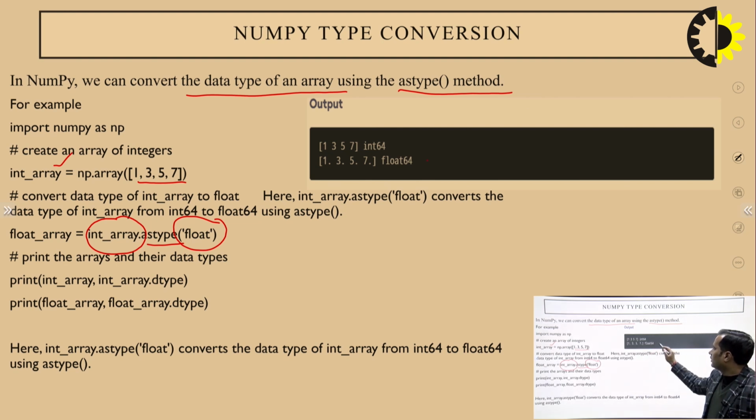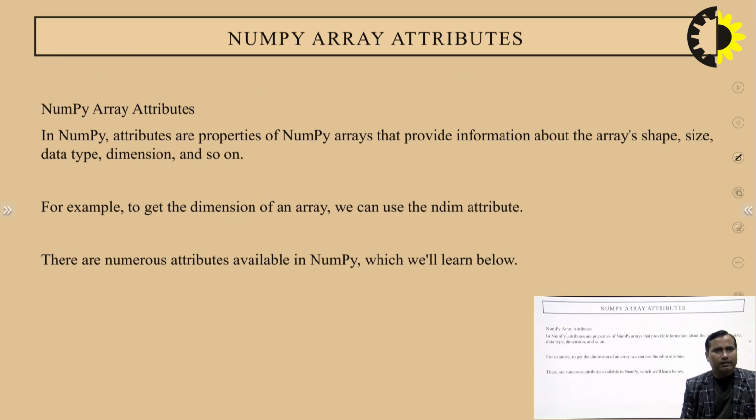See here. So first the array is created that has all the integer numbers, and then we have converted this integer array to float by using the astype method. See here. So in this way, by using the astype method, we can also convert the data types of already created ndarray objects. So what are the NumPy array attributes?